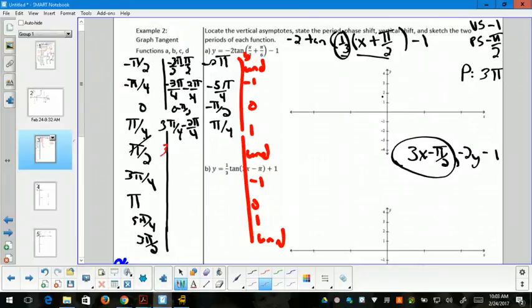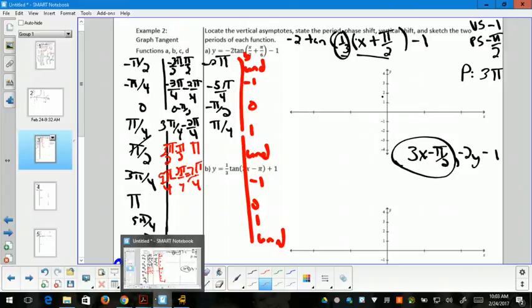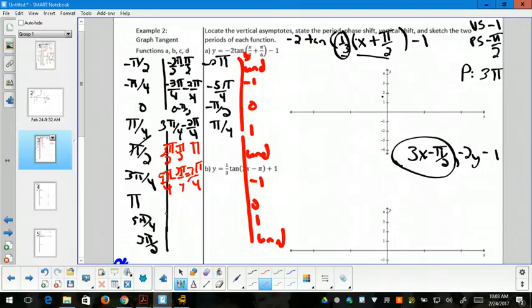That's going to be 3 pi over 2 minus pi over 2 is 2 pi over 2, or just pi. 9 pi over 4 minus 2 pi over 4 is 7 pi over 4. Pi minus pi over 2 is pi over 2.